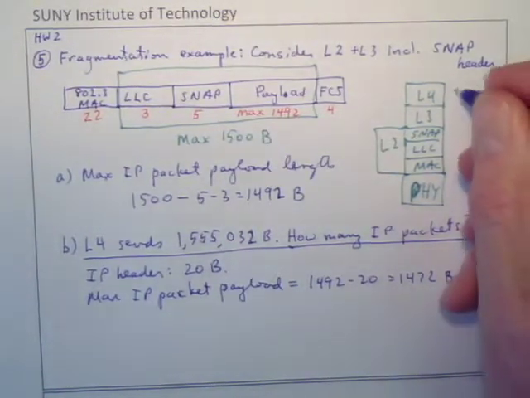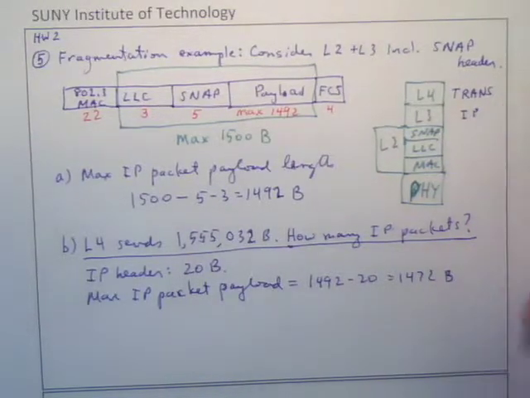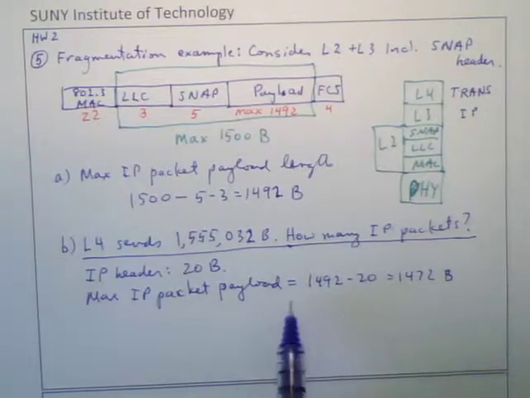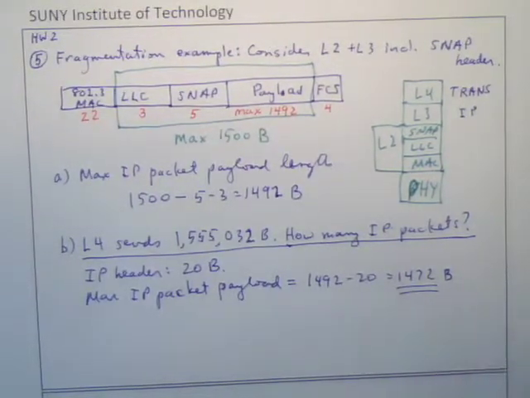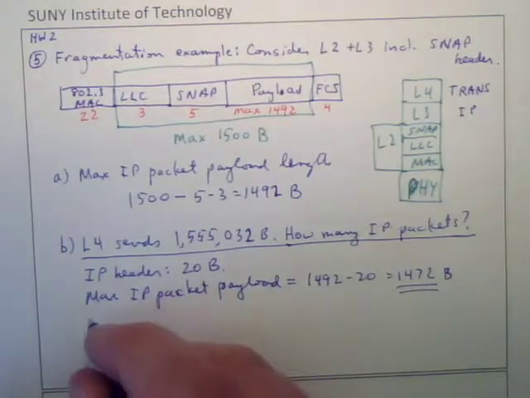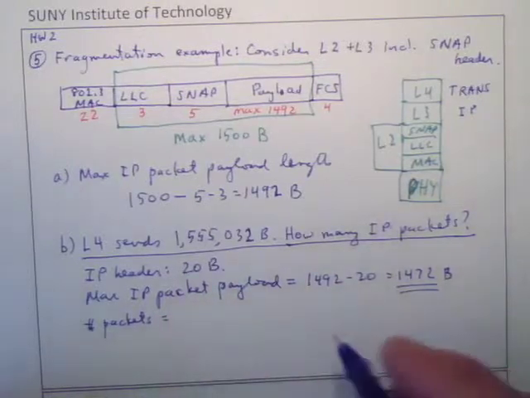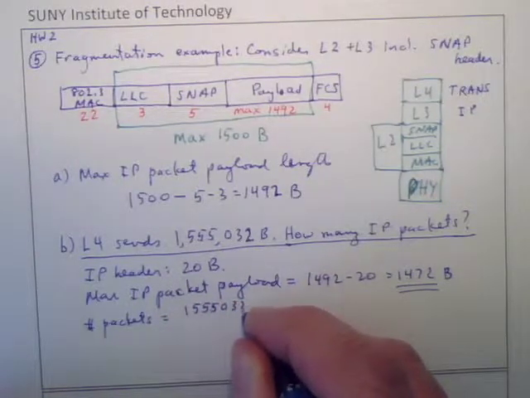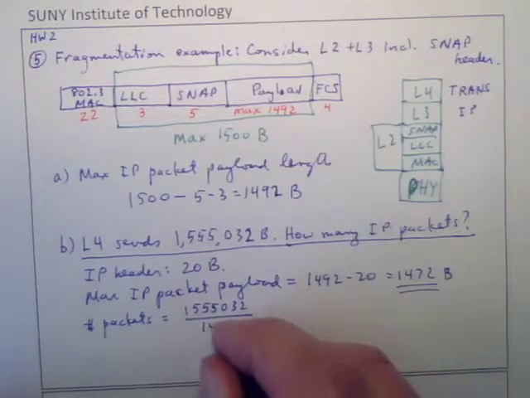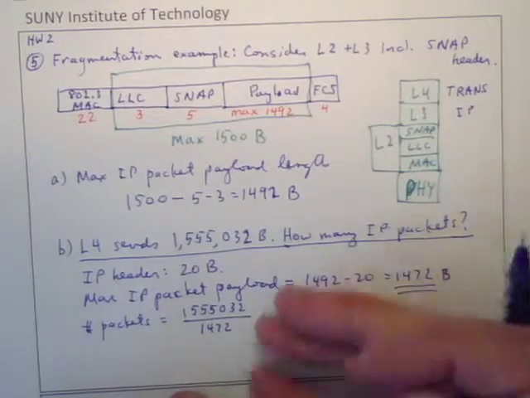So layer 4 transport sends that many bytes to IP. So that's going to be the IP packet payload. Is divided up into chunks of 1472. How many chunks? Well, the number of packets then is equal to this 1,555,032 divided by 1472.